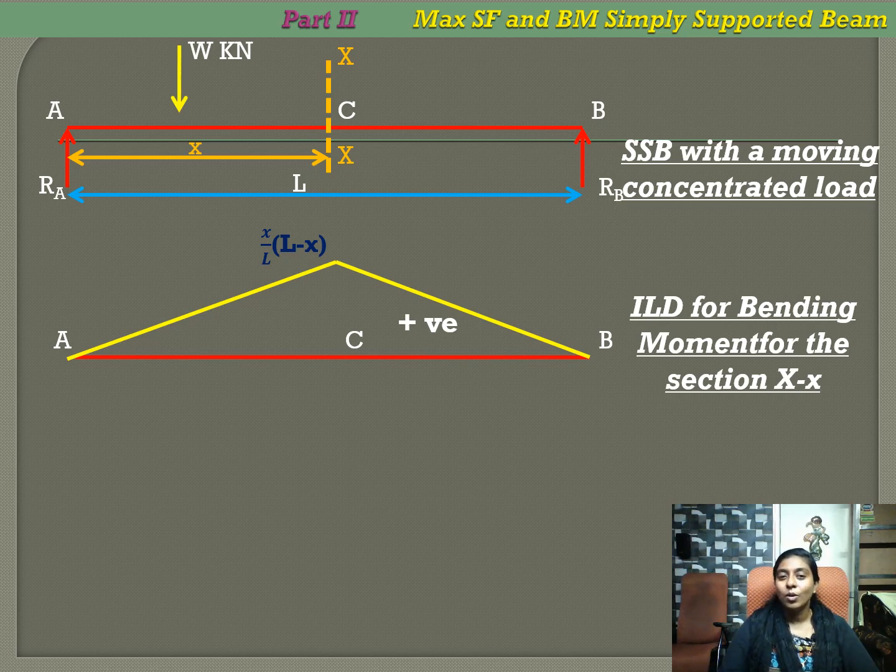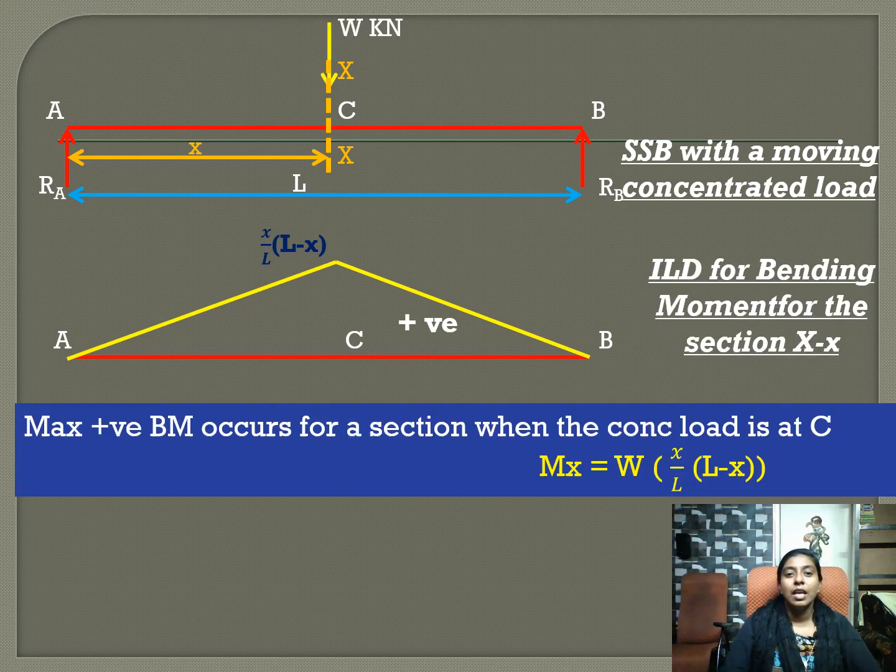So we know the influence line diagram for the bending moment is like this, and the maximum ordinate is x by L into L minus x. Now, when there is a single concentrated load, the maximum positive bending moment for a section occurs when the concentrated load is at the section. So the value of the moment is equal to W multiplied by the ordinate. So W into x by L into L minus x.